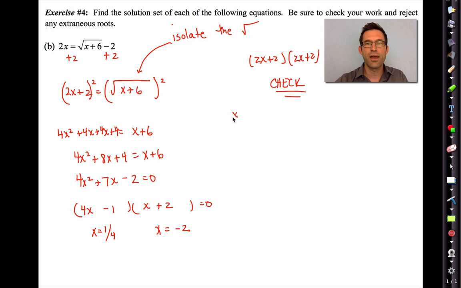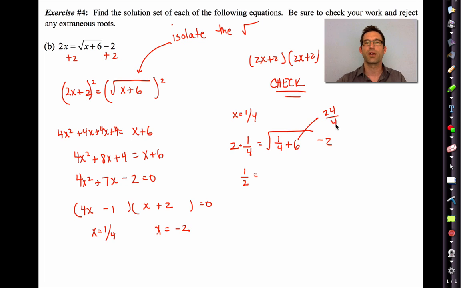So let's check x equals 1/4. Well, let's try. I know it's a fraction. Nobody likes fractions, but we'll get 2 times x equals the square root of 1/4 plus 6 minus 2. Well, anyway, 2 times 1/4 is 1/2. That's no problem. But what am I supposed to do here? Well, I got to get a common denominator. You guys know that with fractions. So that's 24/4. But then when I add it to 1/4, I get 25/4 minus 2. All right, the square root of 25/4 will be 5/2 minus 2.